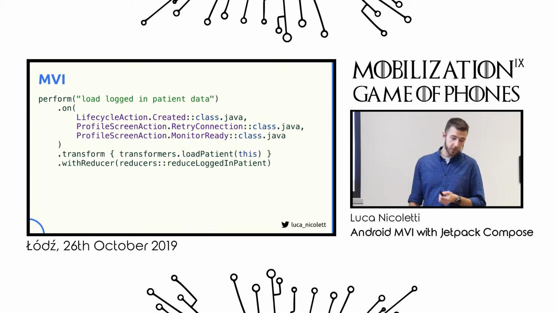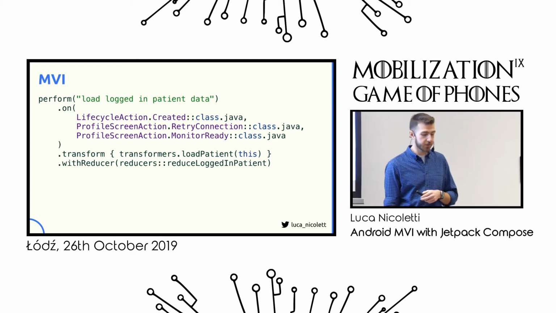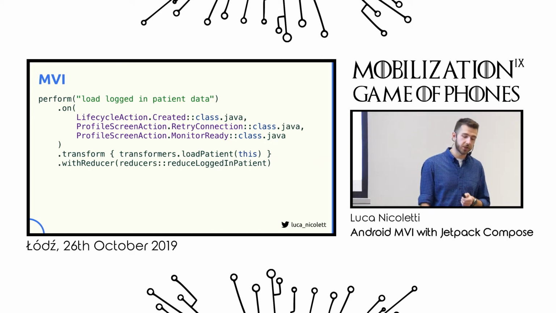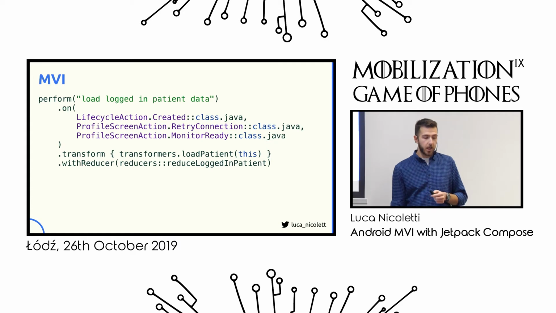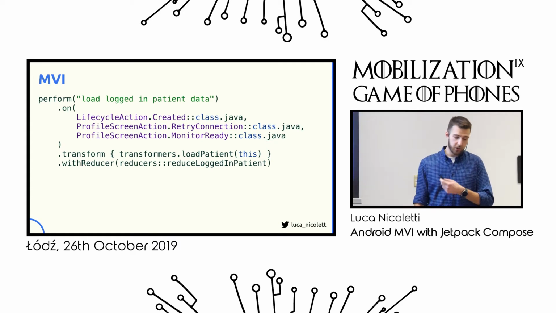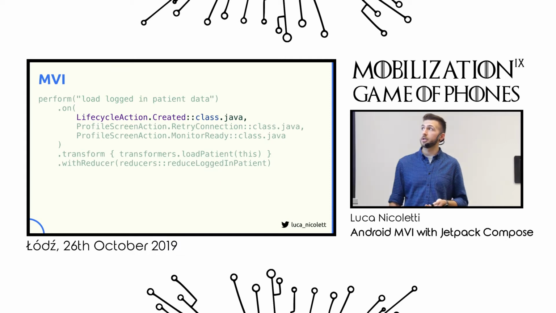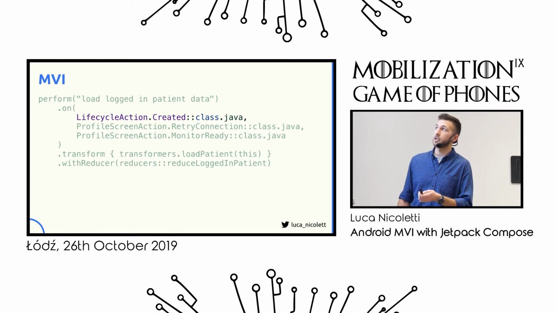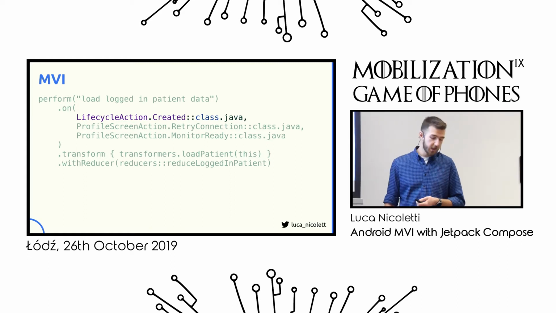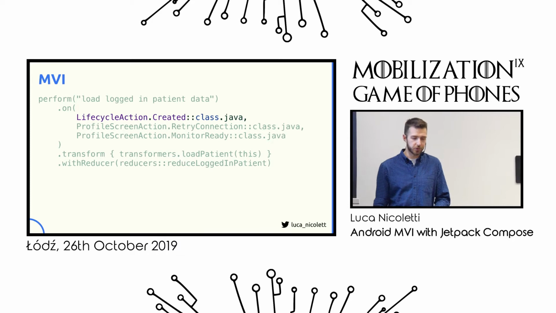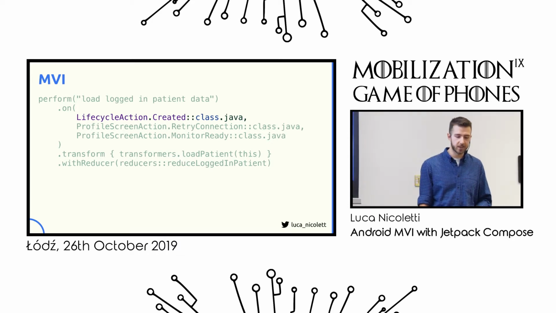On top of that, we can also bind multiple actions to the same transformation and to the same reducer. In this case, we're loading the patient data, and as I said before, we're not relying only on user interaction, but also on lifecycle events. Like in this case, it's the activity or the fragment being created. That's why we don't want the user to do something on a screen before its data is loaded.